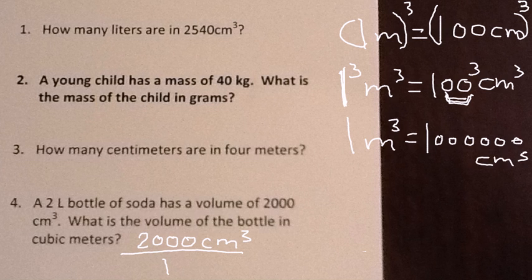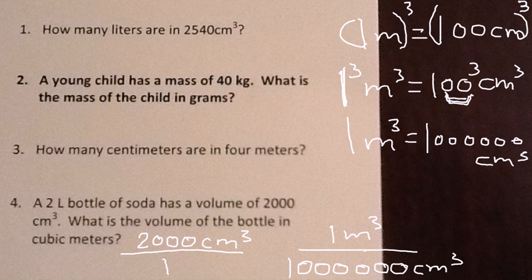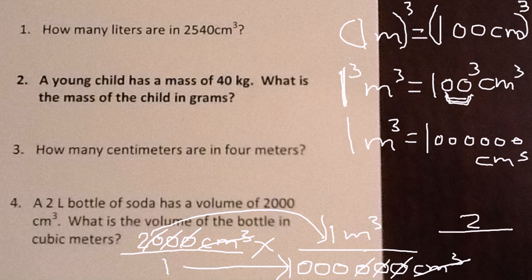So what we do is we build this factor, 1 cubic meter over 1 million cubic centimeters, and we multiply. We can eliminate cubic centimeters here. We eliminate 1, 2, 3 zeros, 1, 2, 3 zeros, and after multiplying 2 times 1, 1 times 1000, we get the following fraction, 2 over 1000 cubic meters.